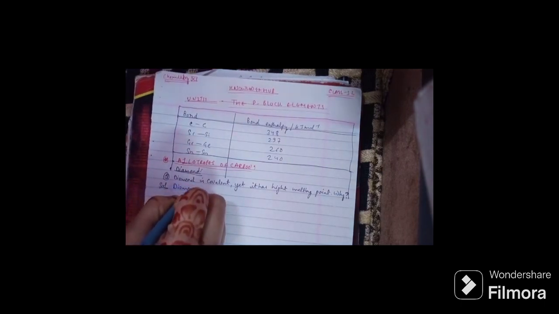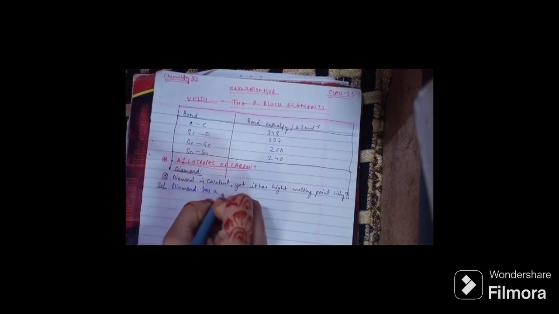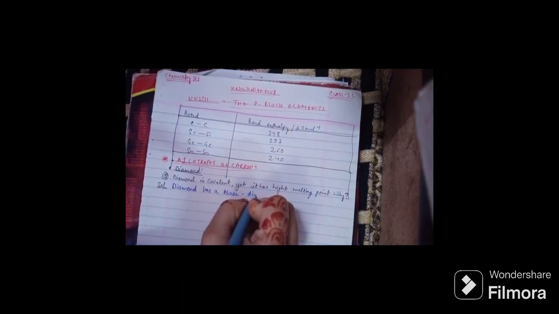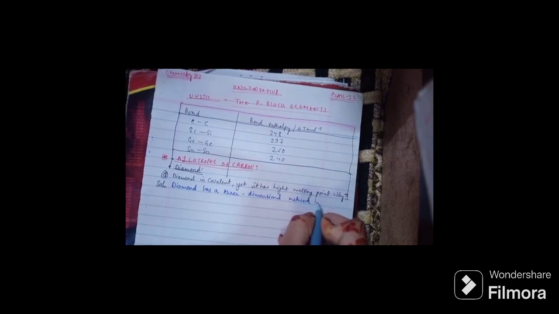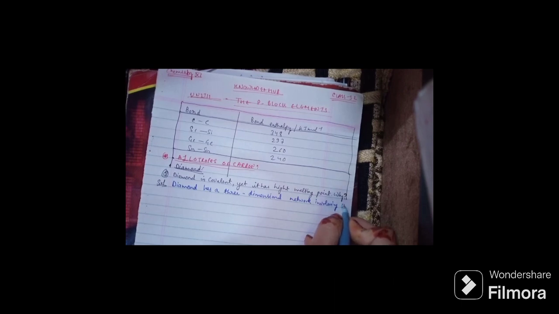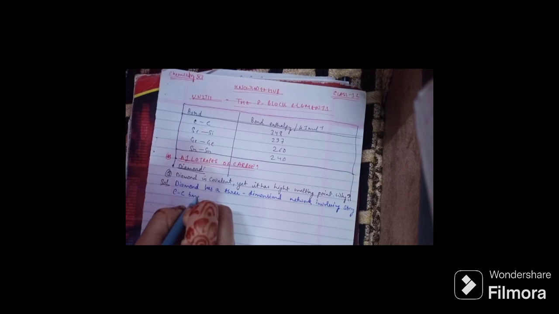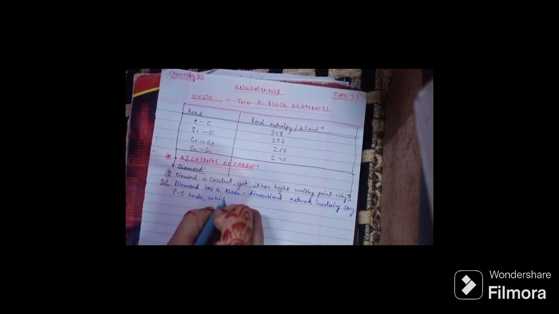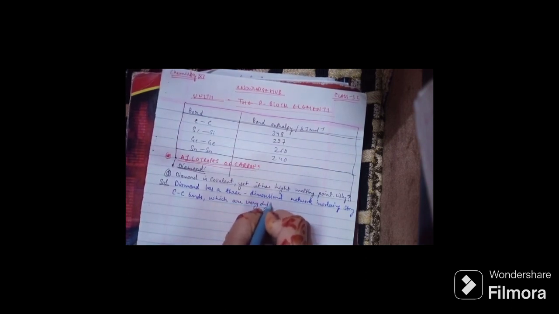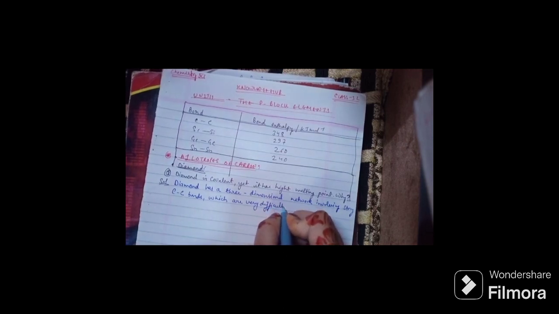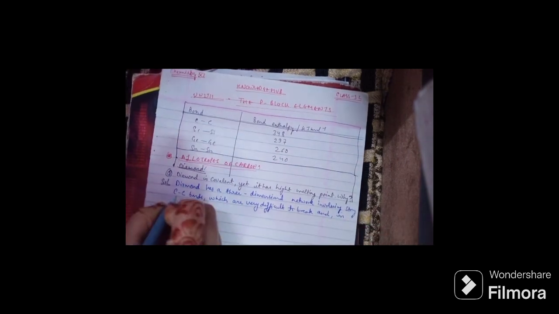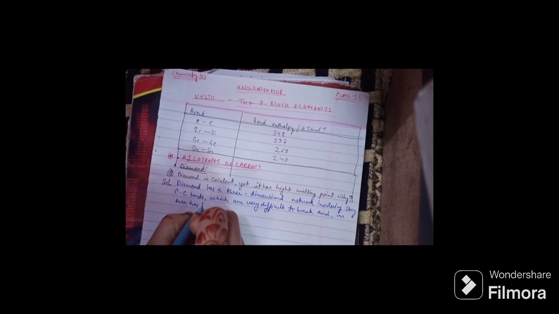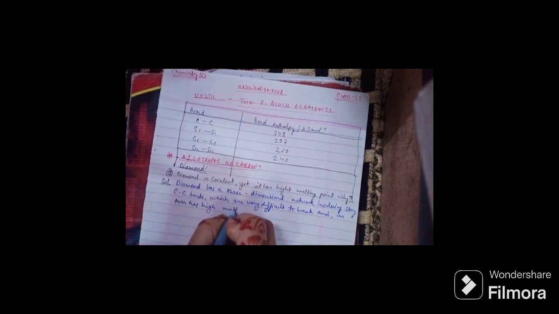So we go for it. Diamond has a three-dimensional network involving strong carbon-carbon bonds which are very difficult to break and in turn has a high melting point.